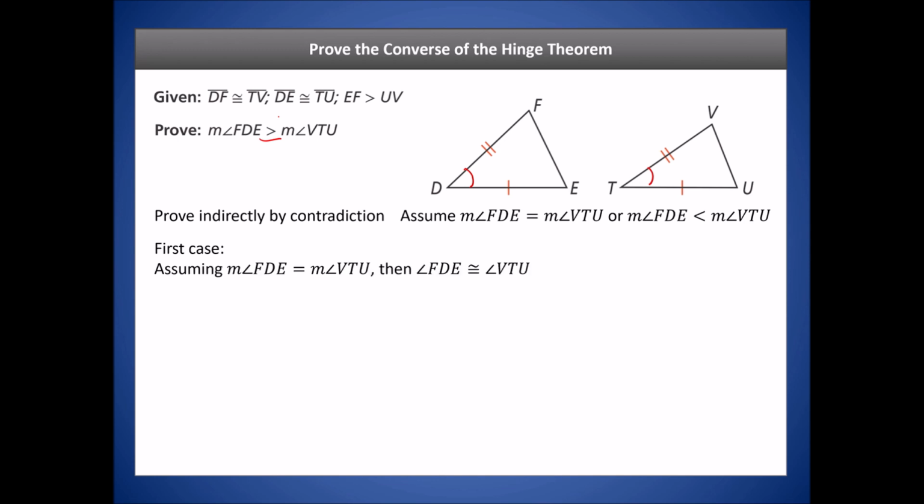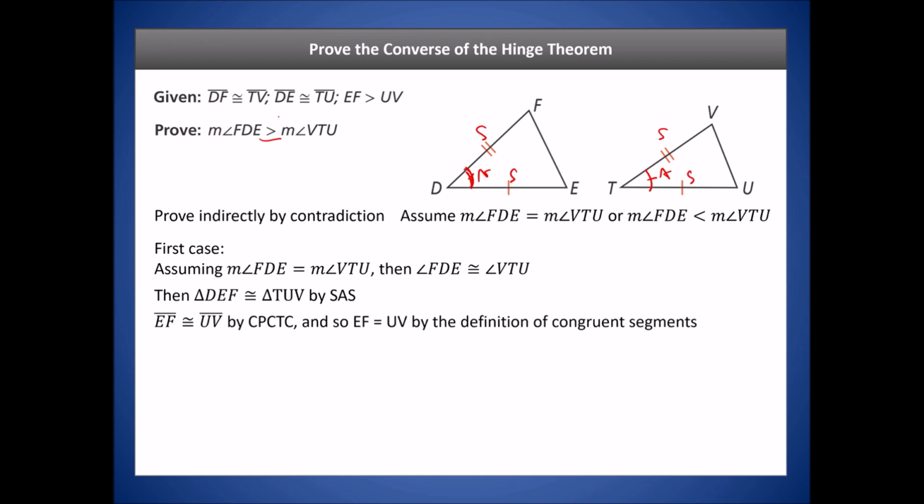All right, so first case, assuming that it's equal to, let's do that case first. If these are equal, which I will indicate with the arc to show that they're equal, well then that means that they're congruent, right? And if they're congruent, then we can say that those triangles have to be congruent by SAS, right? Because we got a side, an angle, and a side, if that were the case. All right, so those triangles are congruent then.